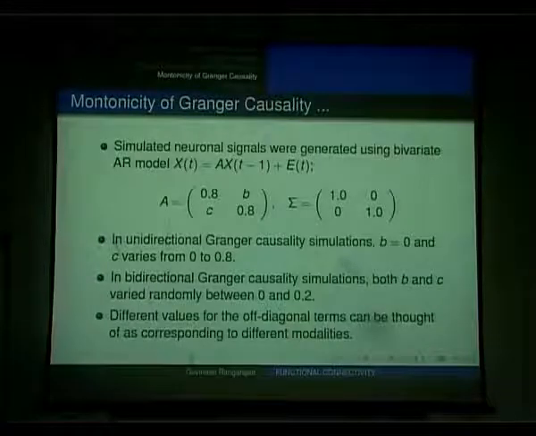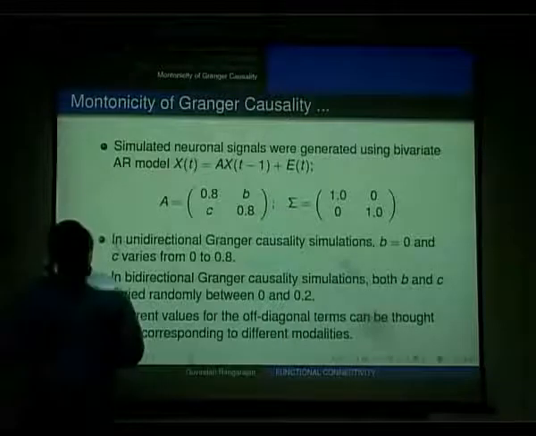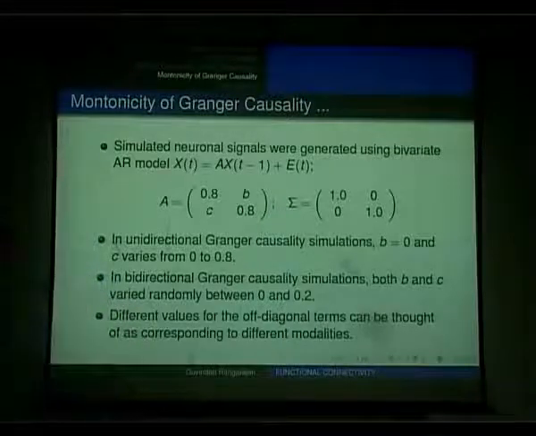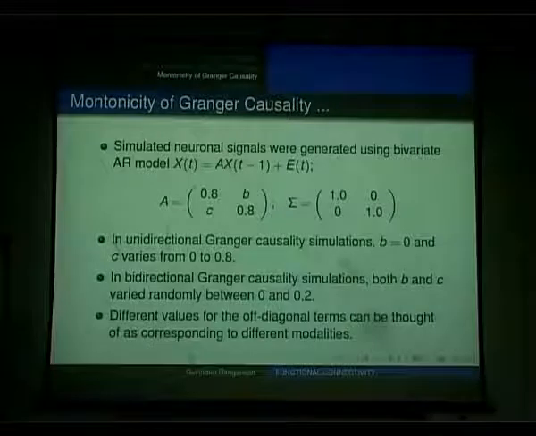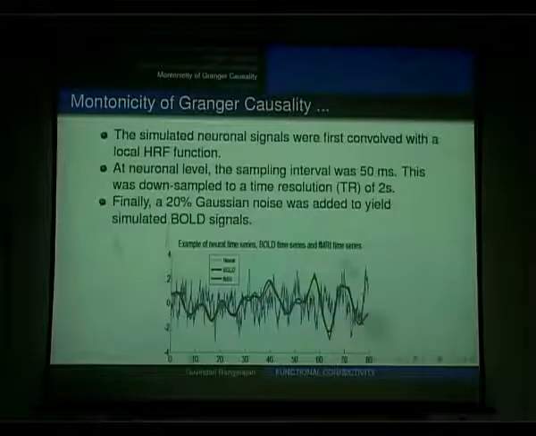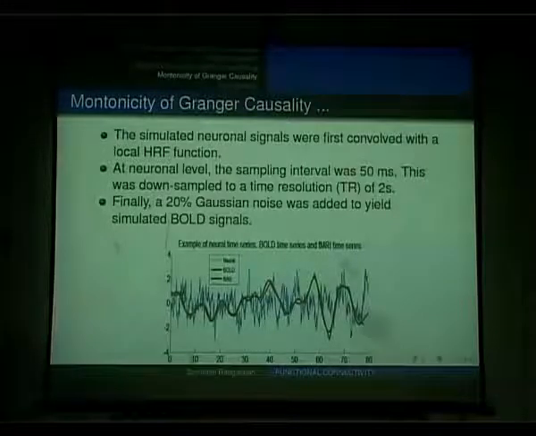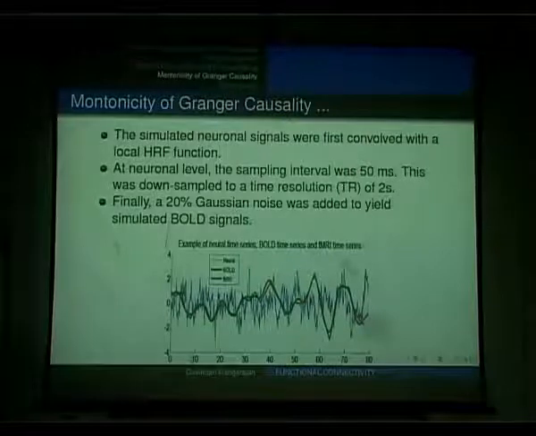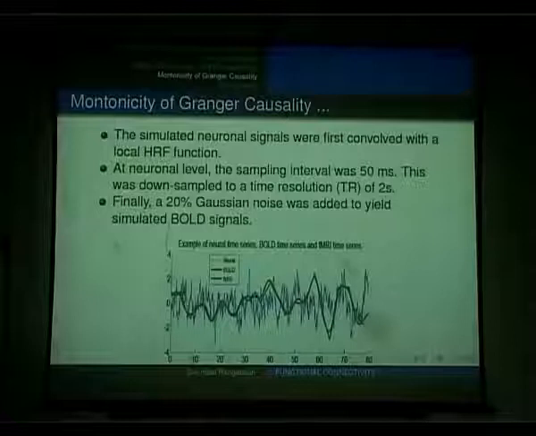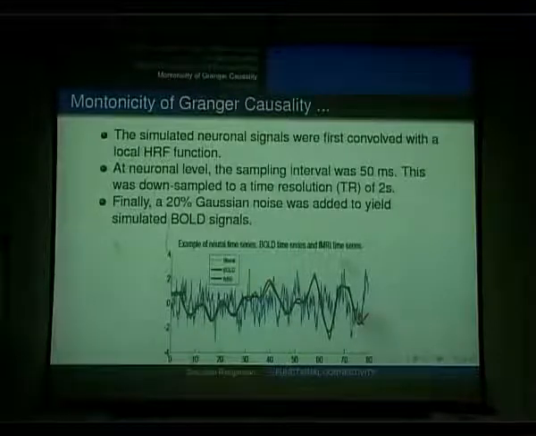This was more at the analytical level, looking at simple models, but one can do a much more careful numerical simulation, making things much more realistic. For example, where you have the neuronal signals convolved with the local HRF function, the sampling interval at the neuronal level is taken to be 15 milliseconds, and it is downsampled to a time resolution of 2 seconds at the fMRI level.